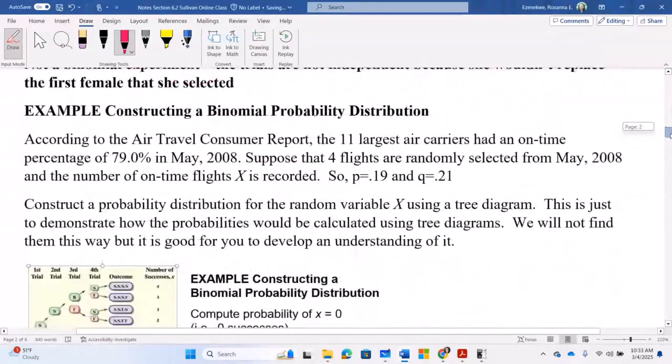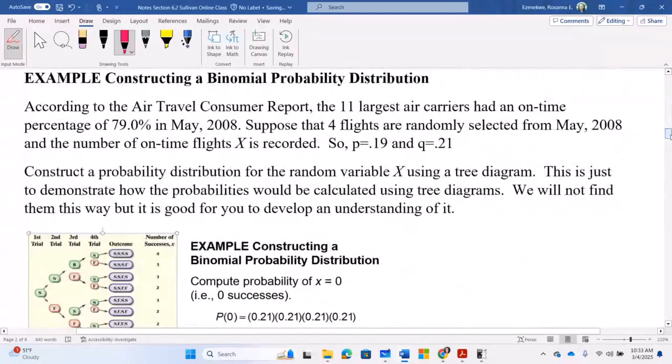Let's go to another one where it is clear that sample size is given and success is given. According to the Air Travel Consumer Report, the 11 largest air carriers had, so this we are given 11. Given the success, suppose that 4 flights are randomly selected in May and the number X of flights is recorded. So success is 0.81 and a failure is this. Construct a probability distribution for the random variable.